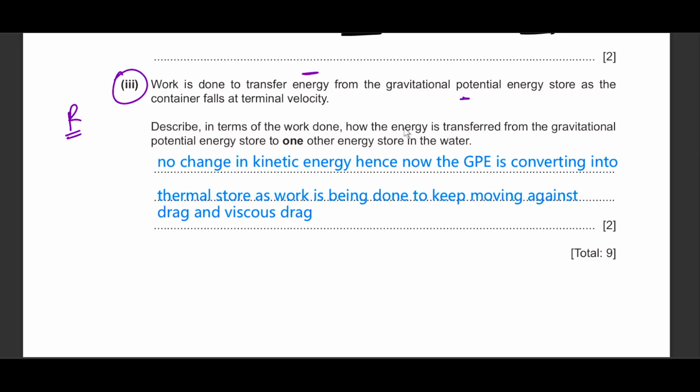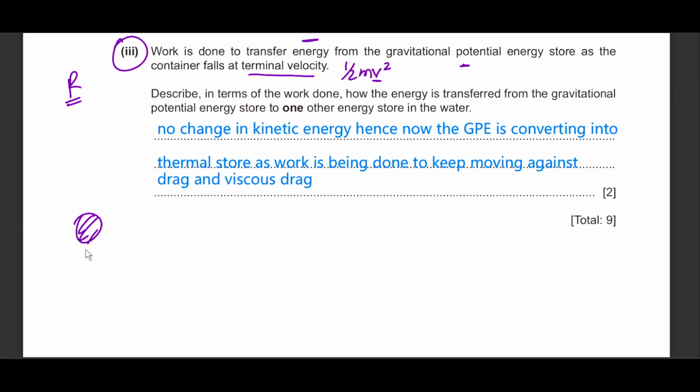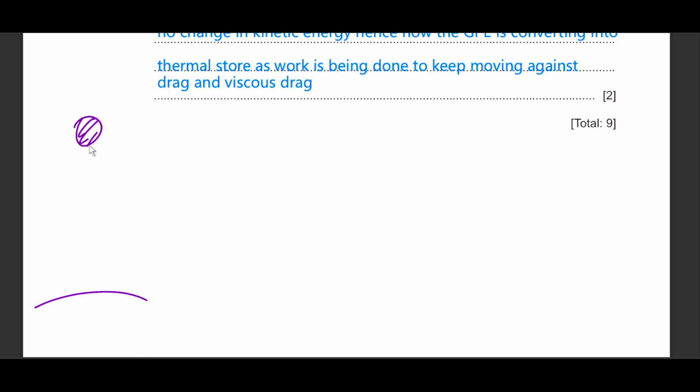Describe in terms of work done how the energy transfers. Now, notice that after terminal velocity, there is no more transfer to kinetic energy. Why? Because terminal velocity means it cannot get any faster than that, which means even if you apply half mv squared for kinetic energy's sake, the velocity is not changing. The answer for kinetic energy will not be changing. So even if the object still has some height to go, it's still above the surface of the Earth, still going down, the gravitational potential energy store still needs to get converted into something. It's converting into something else.